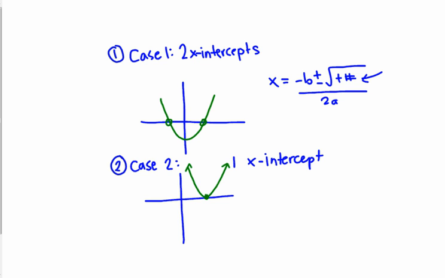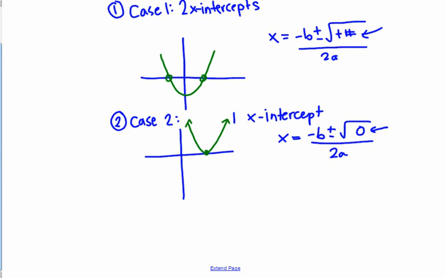One x-intercept. And how will this occur? It occurs when we plug into our formula, negative b plus or minus the square root, and the inside under the square root is equal to 0. And so what happens is plus or minus 0 doesn't change it. It just becomes negative b over 2a. So if you ever get a 0 under the square root, that means there's only one solution. It only touches once.